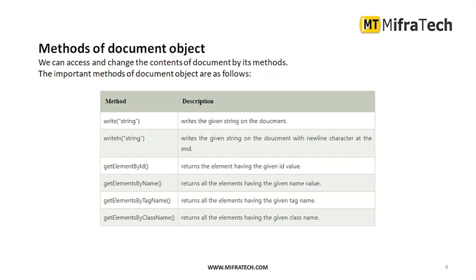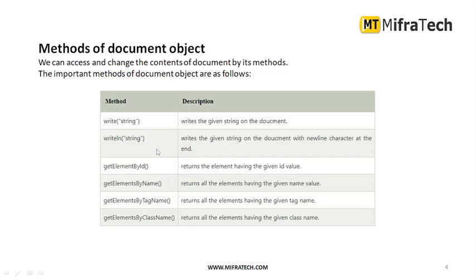Methods of the document object. We can access and change the contents of documents by its methods. The important methods of the document object are as follows. When we are writing in the document object model, some of these methods are preferred. So here, how to write methods. write("string") writes the given string on the document.